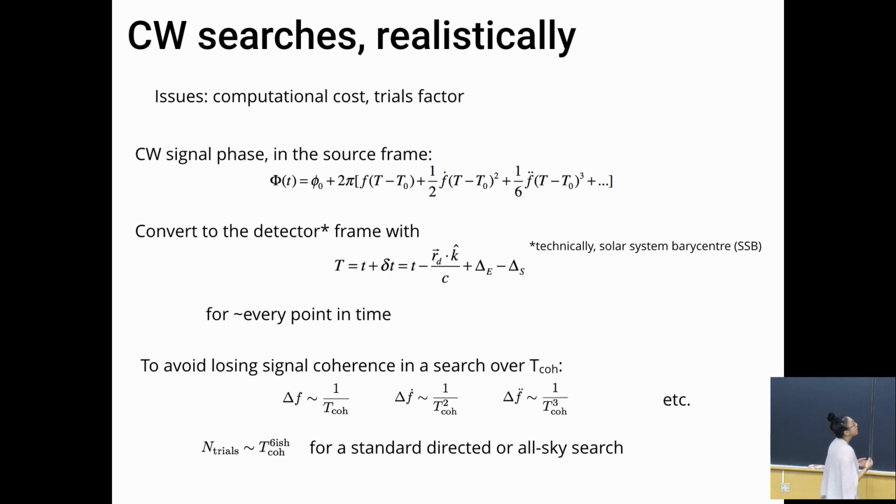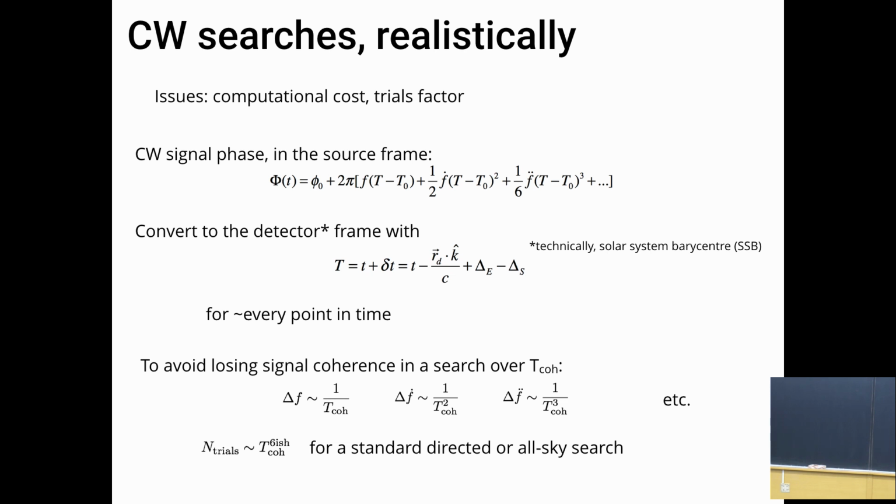Things like f and f dot and f double dot, I realized I was saying. So f is just the frequency, f dot is just the spin down, or the first time derivative, and f double dot is the second time derivative. Sometimes these matter if you're looking for signals that are changing really rapidly, so maybe really young neutron stars that are still evolving relatively quickly.